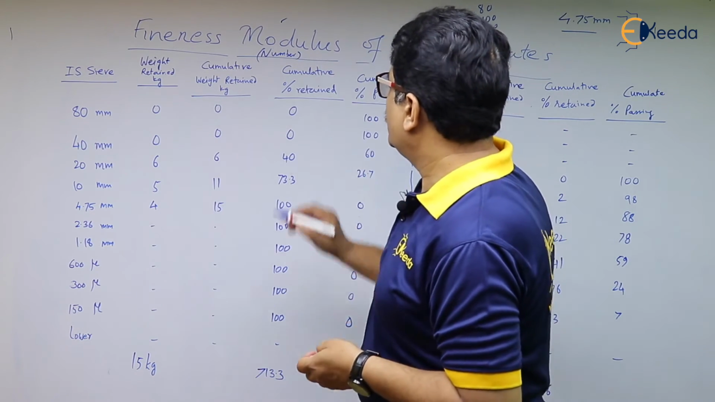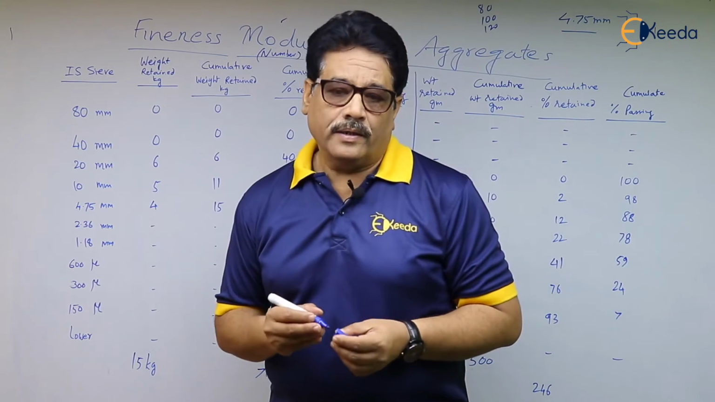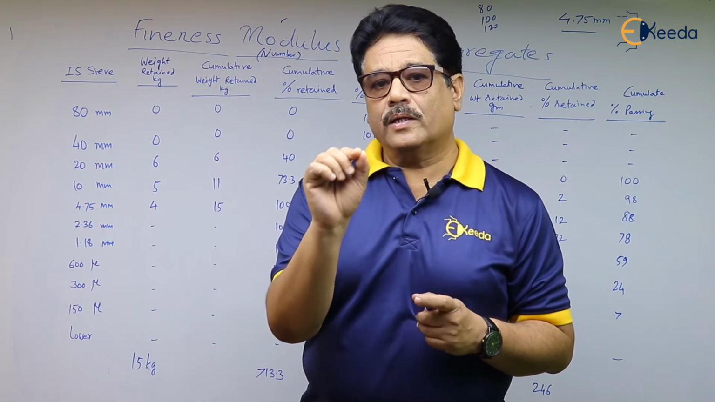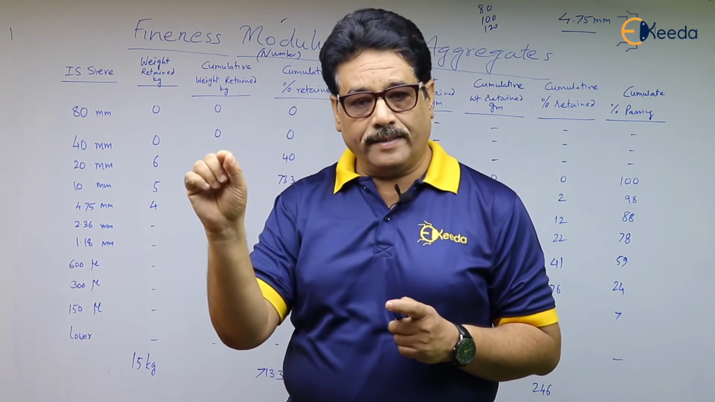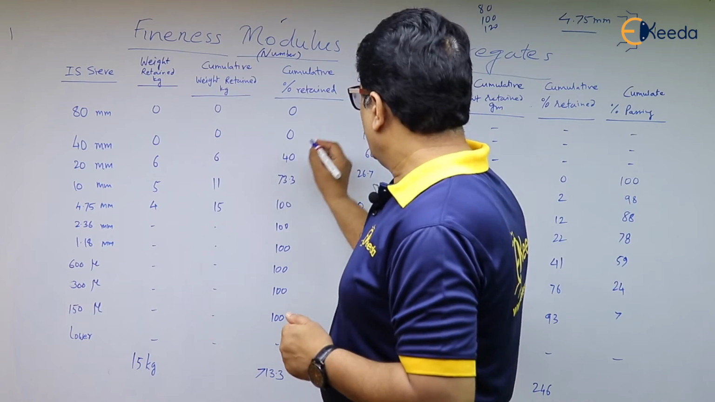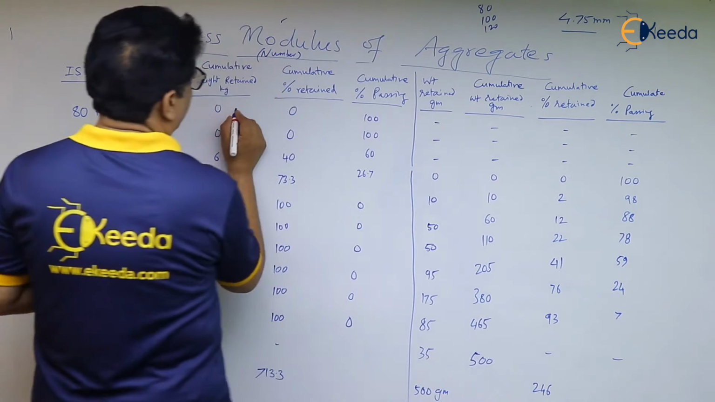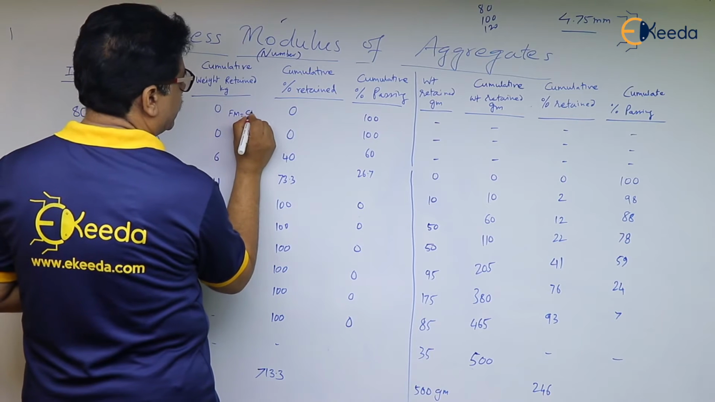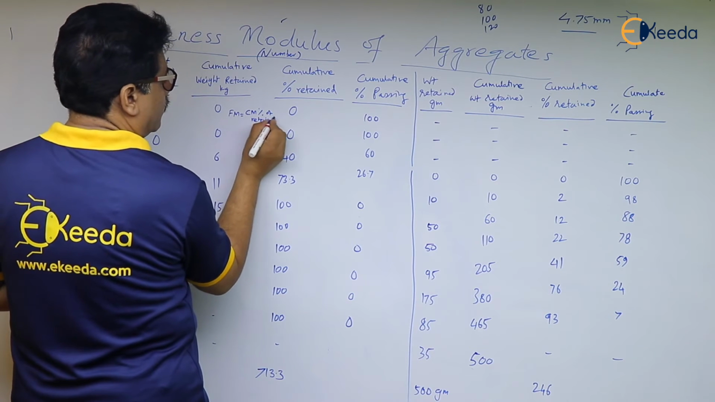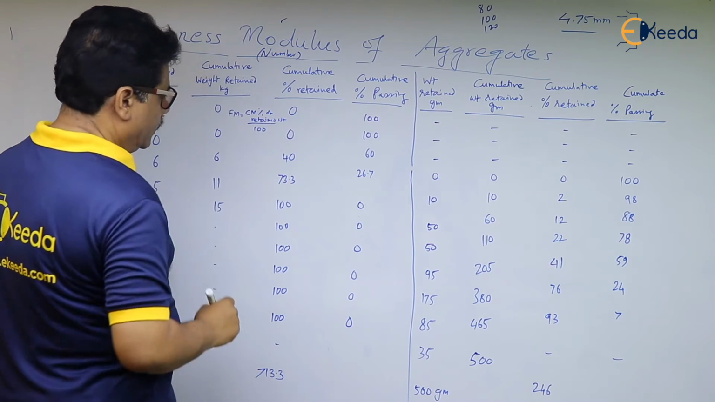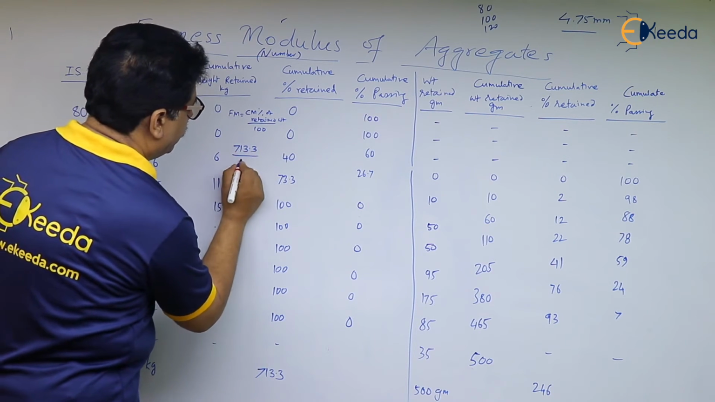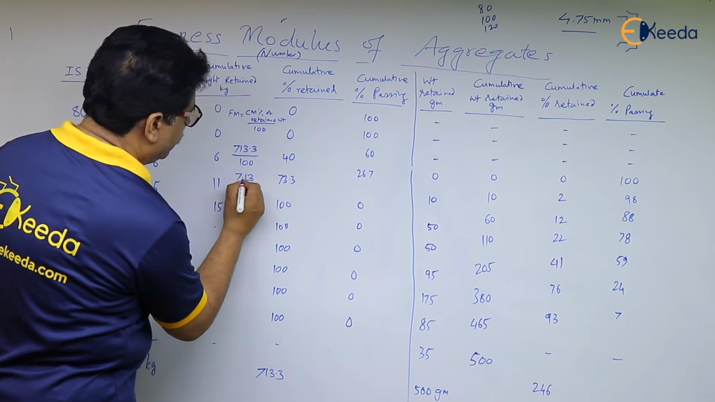Now what is fineness modulus? It is just a number. Number of what? You have a formula: the total sum of cumulative percentages of weight retained divided by 100. This fineness modulus, I'll write it here somewhere, Fm is equal to the sum of cumulative percentages of retained weight divided by 100. So I have calculated all this and I get 713.3, just divided by 100 you will get 7.13.